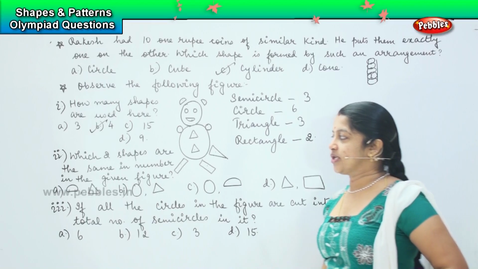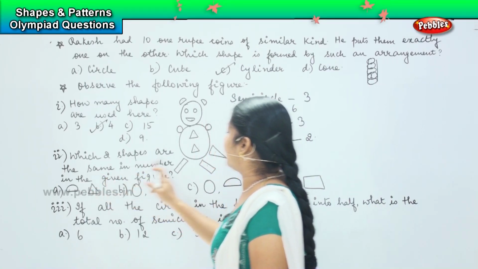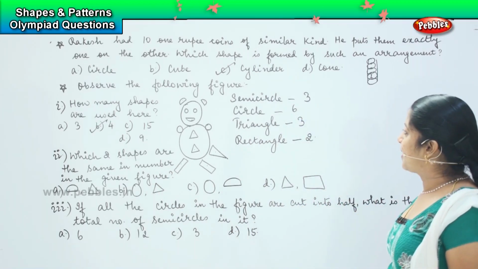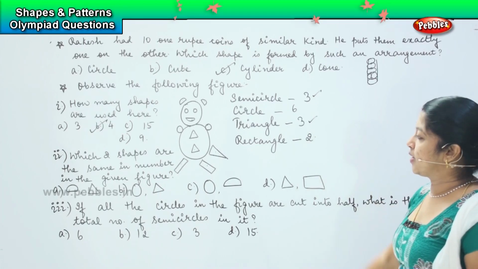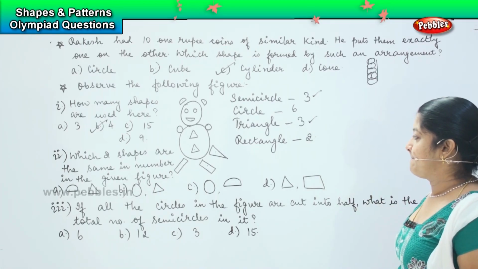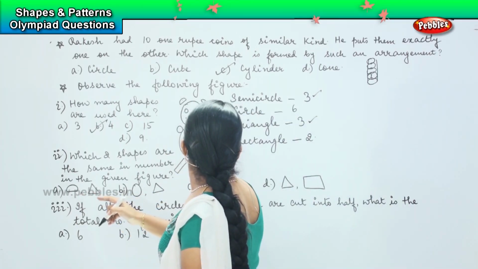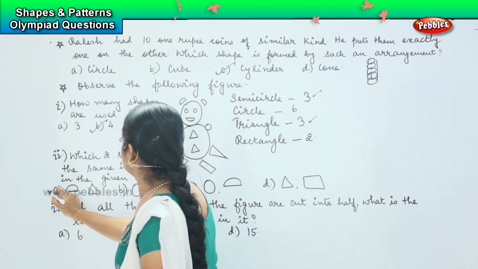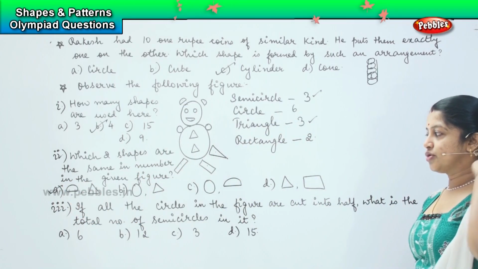Coming to the next question. Which two shapes are the same in number in the given figure? So just see the diagram and tell which are same in number. It's semicircle and the triangle. Where is it? Yes, it is option A, semicircle and the triangle.